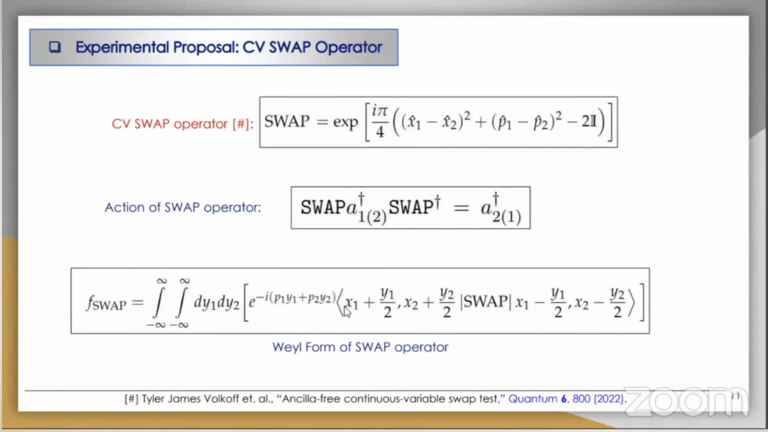And this is not the exact expression. We need to do the integration, then we get the form of the Weyl form, then we can use it in the Wigner formulation.